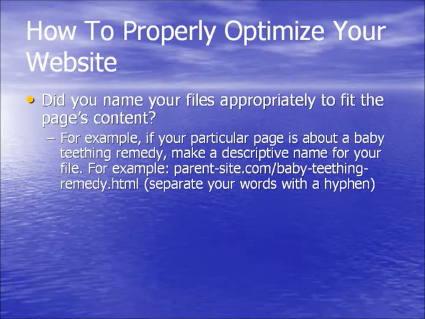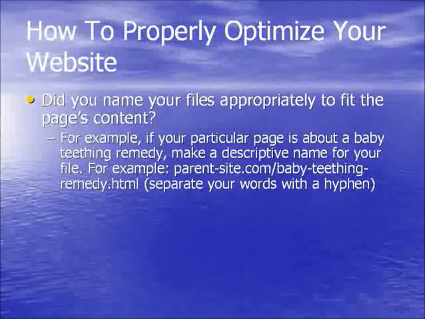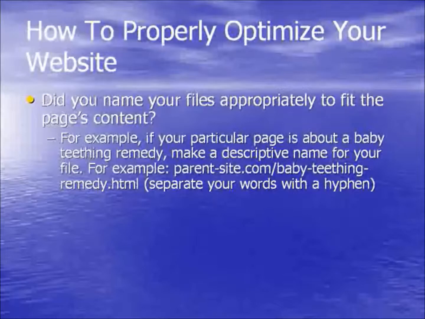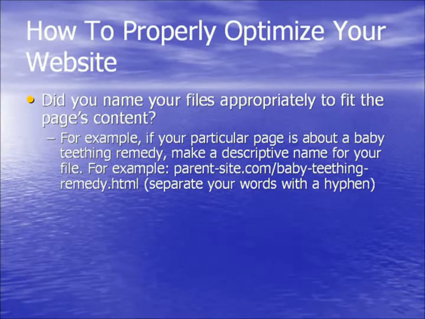Now, having a page about baby teething remedies and calling it t123.html is not going to help the search engines. Instead of doing that, if you have the page named baby teething remedy.html, that would increase your chances of getting a higher ranking on the search engine. This technique should be followed with the naming of your subsections as well as the naming of the web pages. And if you adopt this technique, which is very easy to learn, you can see the results of your optimization very quickly.